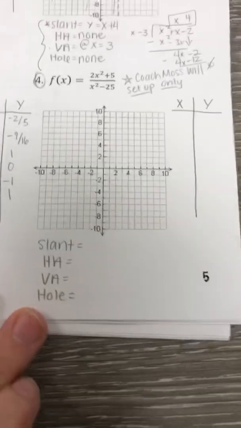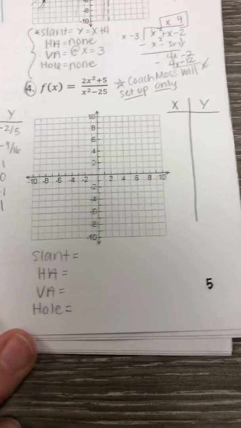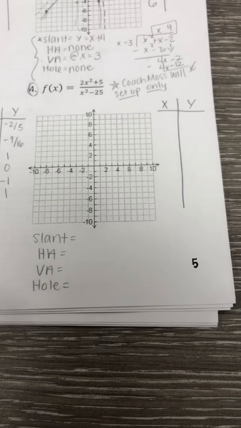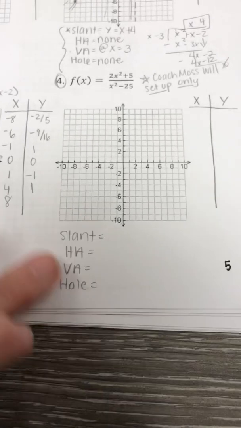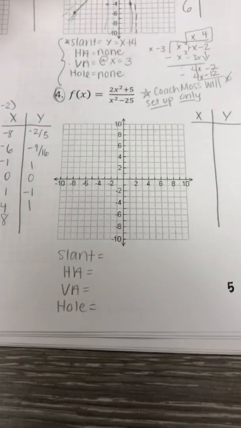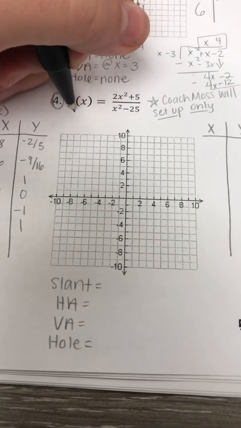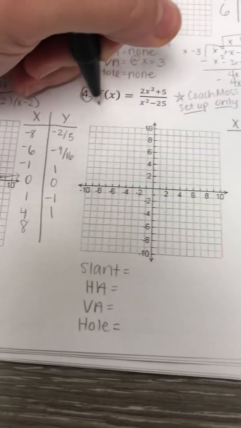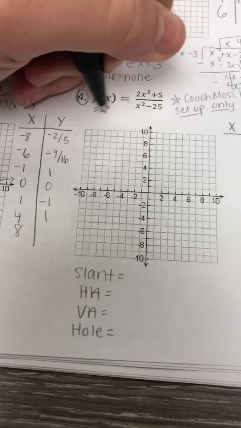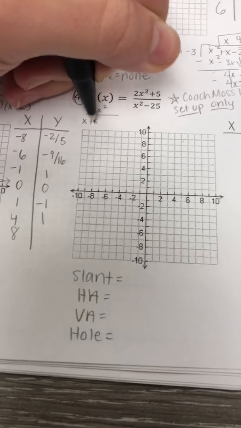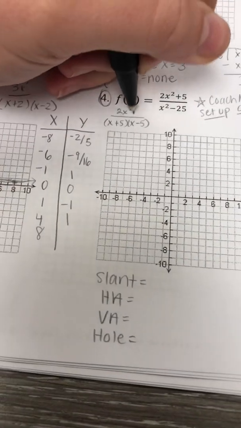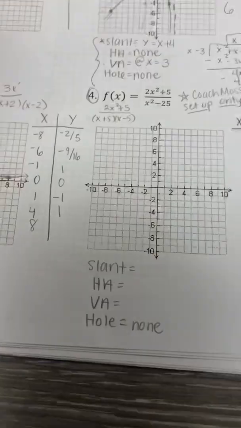All right. Last one, I'm just going to go through setting up. I'm not going to go through and solve and graph everything. I'm just going to walk through the asymptotes once again. There's nothing we can do to the top, but our bottom is x + 5, x - 5. There are no holes, since there's nothing that we can cancel out.